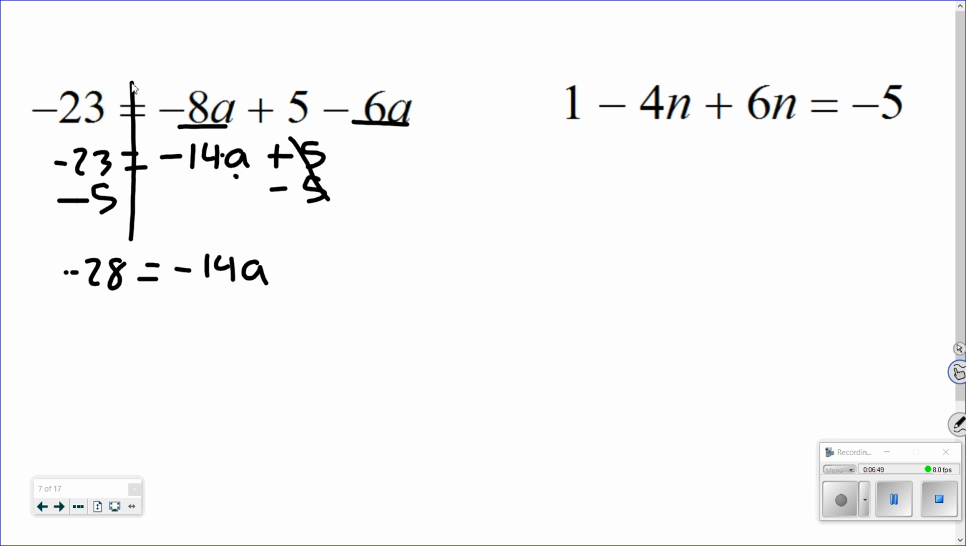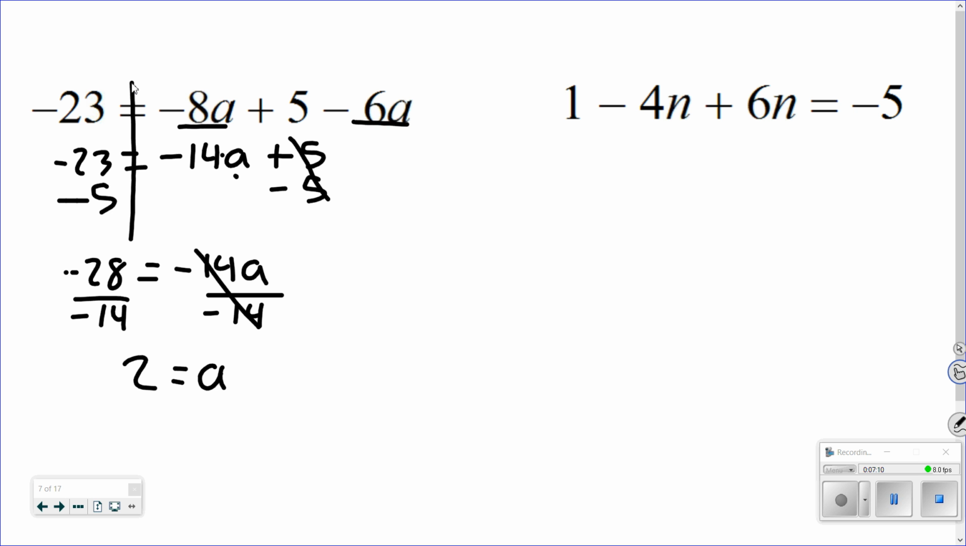Okay, we're almost there now, multiply or divide. If it's a negative 14, you've got to divide by negative 14. And the reason why is a negative divided by a negative, right? Negative 14 divided by negative 14 is a positive 1a, which is just a. Negative 28 divided by negative 14 is a positive 2. So there's my solution, at least I think it is.